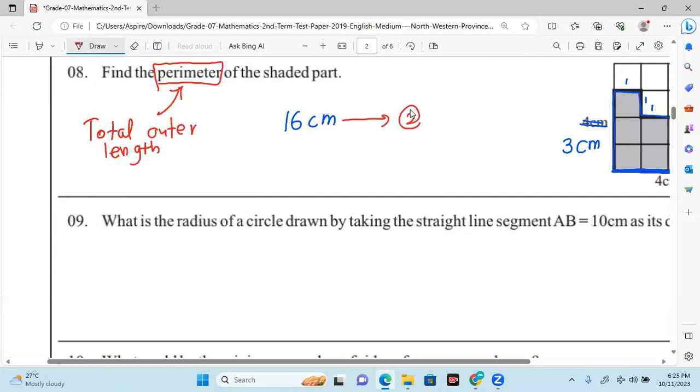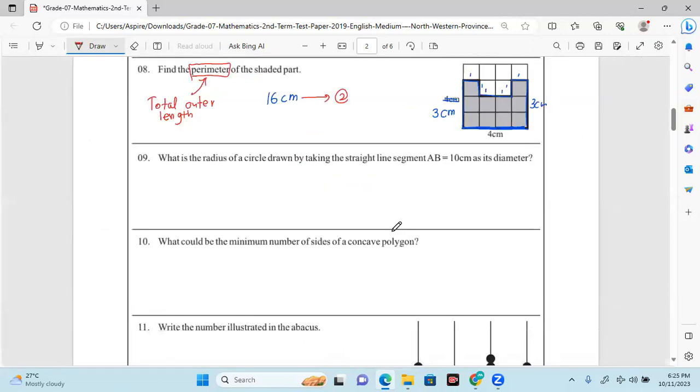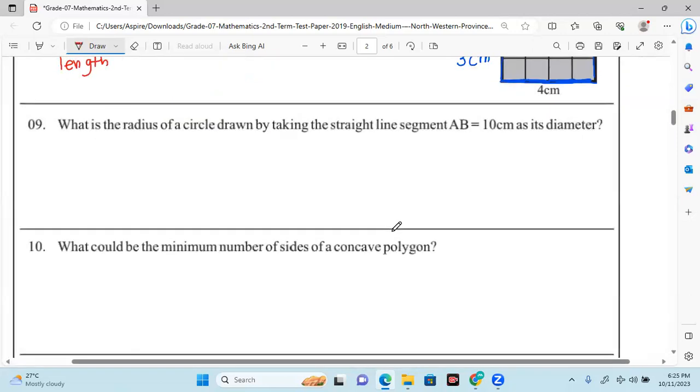2 marks given. What is the radius of a circle drawn by taking the straight line segment AB 10 centimeters as its diameter?